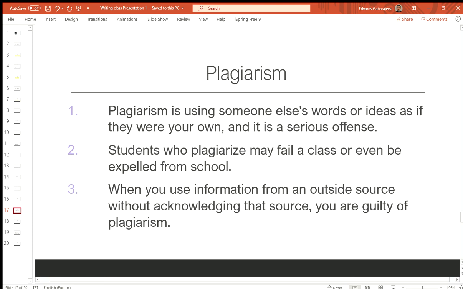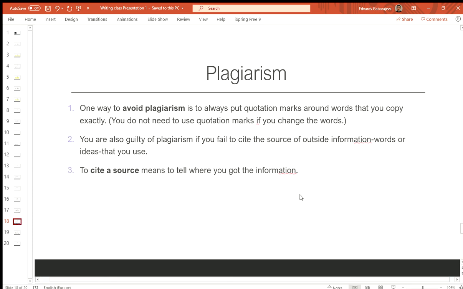So yeah, when we use information, we have some ideas here. When you use information from an outside source without acknowledging that source, you're guilty of plagiarism. Keep that in mind. Some more ideas on plagiarism. So yeah, pretty much a little summary of what I said. To avoid plagiarism, you need to put quotation marks around the words. Refer to the handout. I didn't summarize it here, but the handout has a lot of information about the ways we can do it.